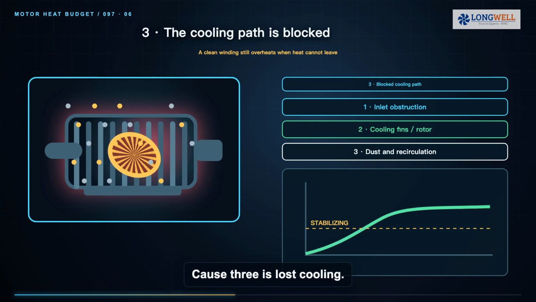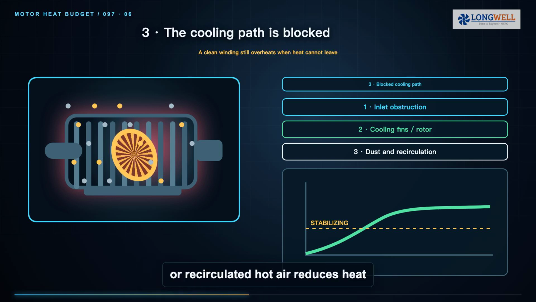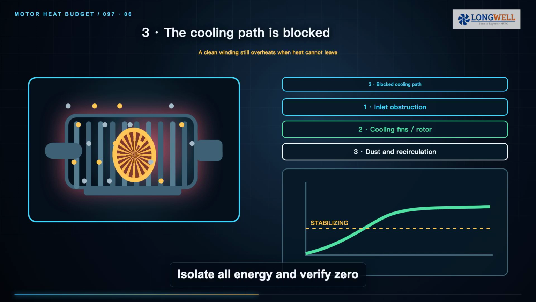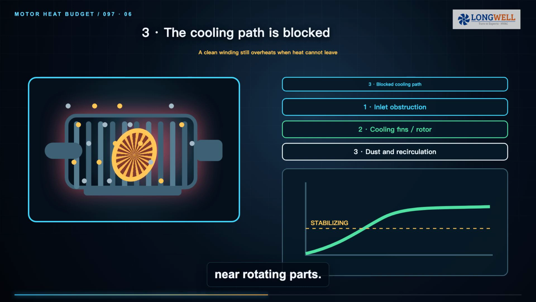Cause 3 is lost cooling. A blocked inlet, dirt on cooling surfaces, stalled external fan, or recirculated hot air reduces heat rejection. Isolate all energy and verify zero energy before opening guards or reaching near rotating parts.